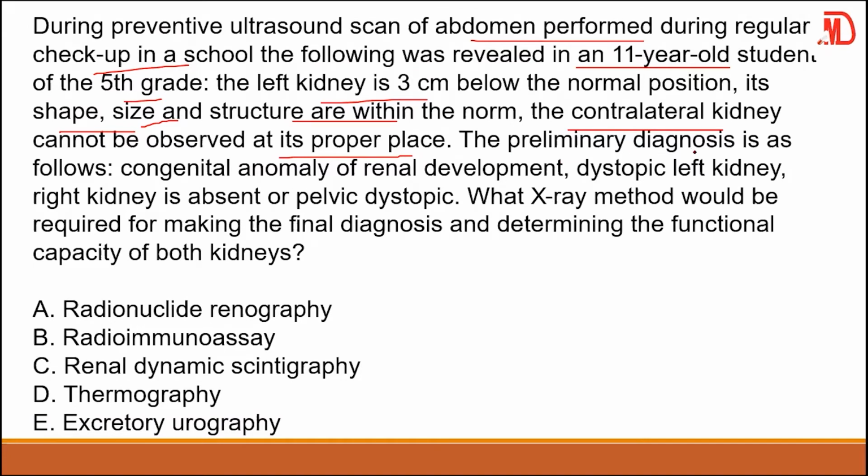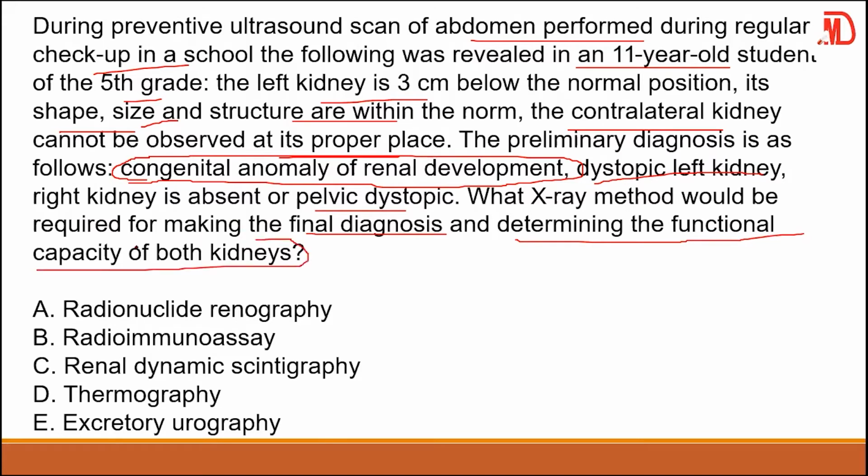The preliminary diagnosis is as follows. Guys, look at the diagnosis. We are having a congenital abnormality of the renal development. Congenital abnormality. There is a dystopic left kidney. The right kidney is absent or pelvic dystopic. What X-ray method would be required for making the final diagnosis and determining the functional capacity of both kidneys?